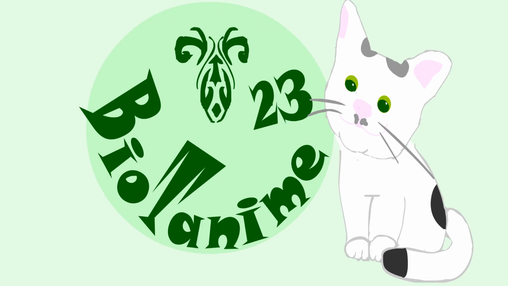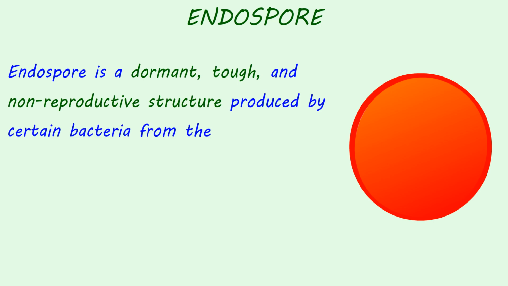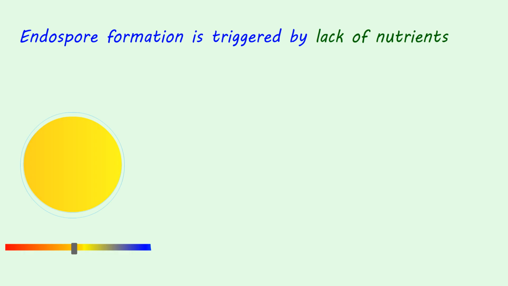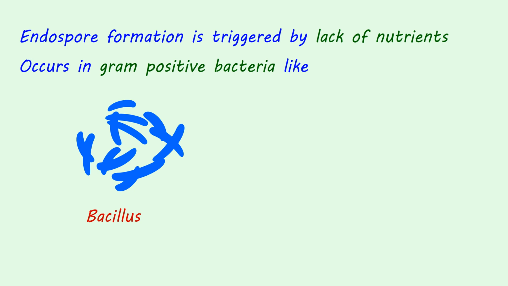Welcome to Biotanime. Endospore. An endospore is a dormant, tough, and non-reproductive structure produced by certain bacteria from the Firmicute phylum. Endospore formation is usually triggered by lack of nutrients, and usually occurs in gram-positive bacteria like Bacillus and Clostridium.